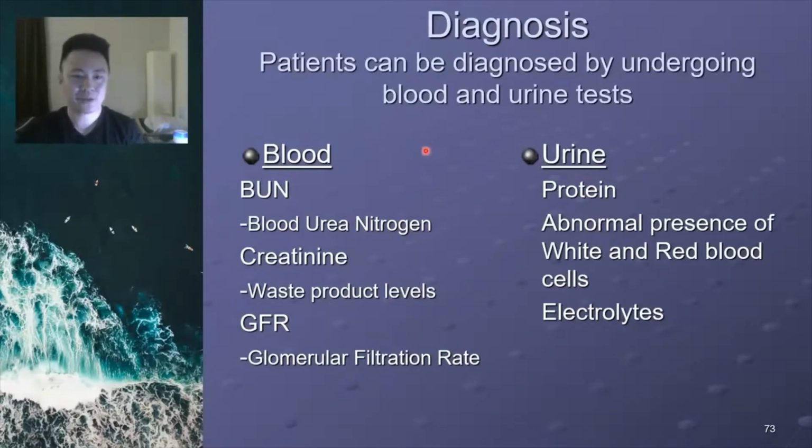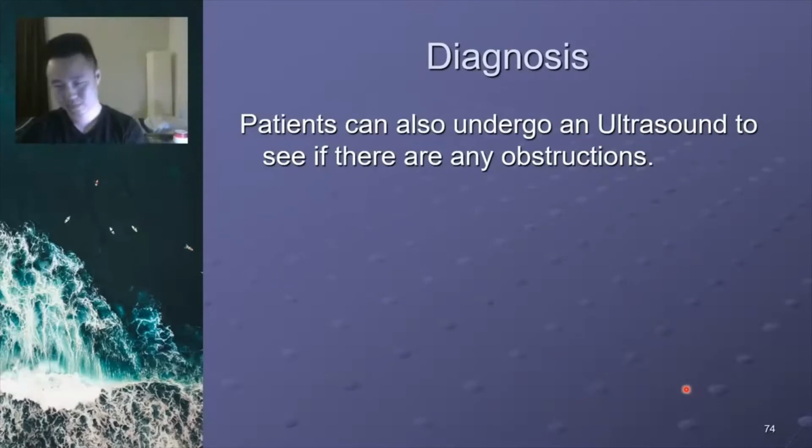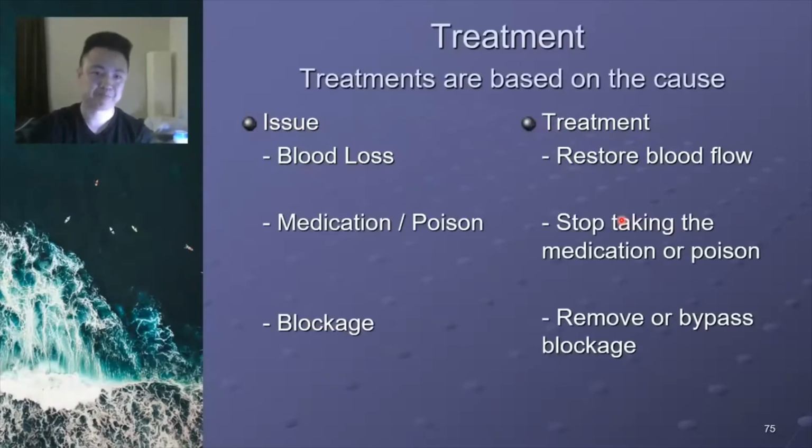All right, so the diagnosis. Patients can be diagnosed by undergoing blood and urine tests, and there are several different tests related to blood. You have the blood urea nitrogen test, a creatinine test, and the glomerular filtration rate. In urine, you can measure the amount of protein found there, the abnormal presence of white or red blood cells, or even measure electrolyte levels. Patients can also undergo an ultrasound to see if there are any obstructions in the urinary pathway.